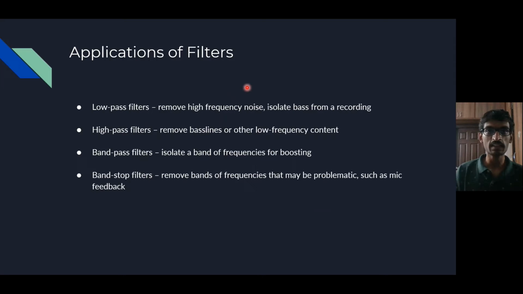So now let's look at some applications of filters. Low pass filters are used to remove high frequency noise and isolate bass from a recording. High pass filters are used to remove bass lines from a music file or some other low frequency content. Band pass filter is typically used to isolate a specific band of frequencies for boosting them or amplifying them. And band stop filters can be used to remove certain bands of frequencies that may be problematic in your audio file, such as mic feedback.